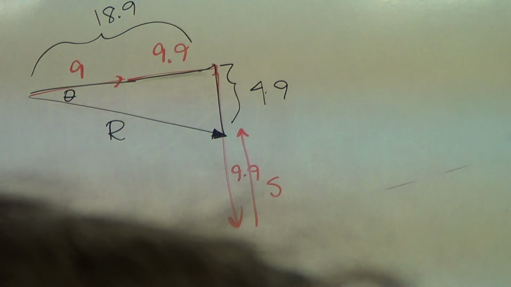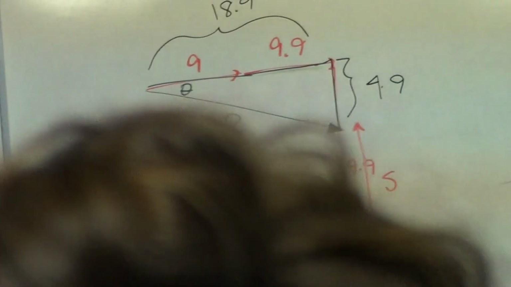Okay, if you haven't done number 4, finish number 4. So you need to find the 2 components that are dotted there for you, and then combine all of the horizontal and all of the vertical components.